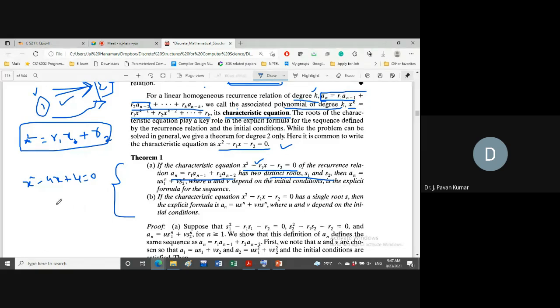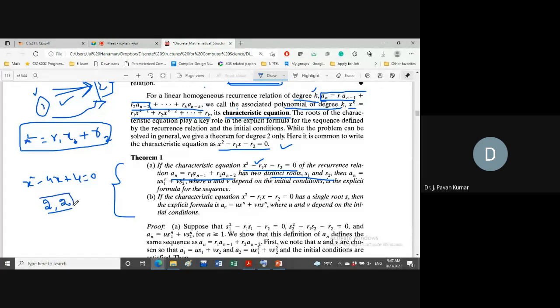Roots of this quadratic equation. How many roots will we have for a quadratic equation? Two roots, right? What are those two roots? Two only.